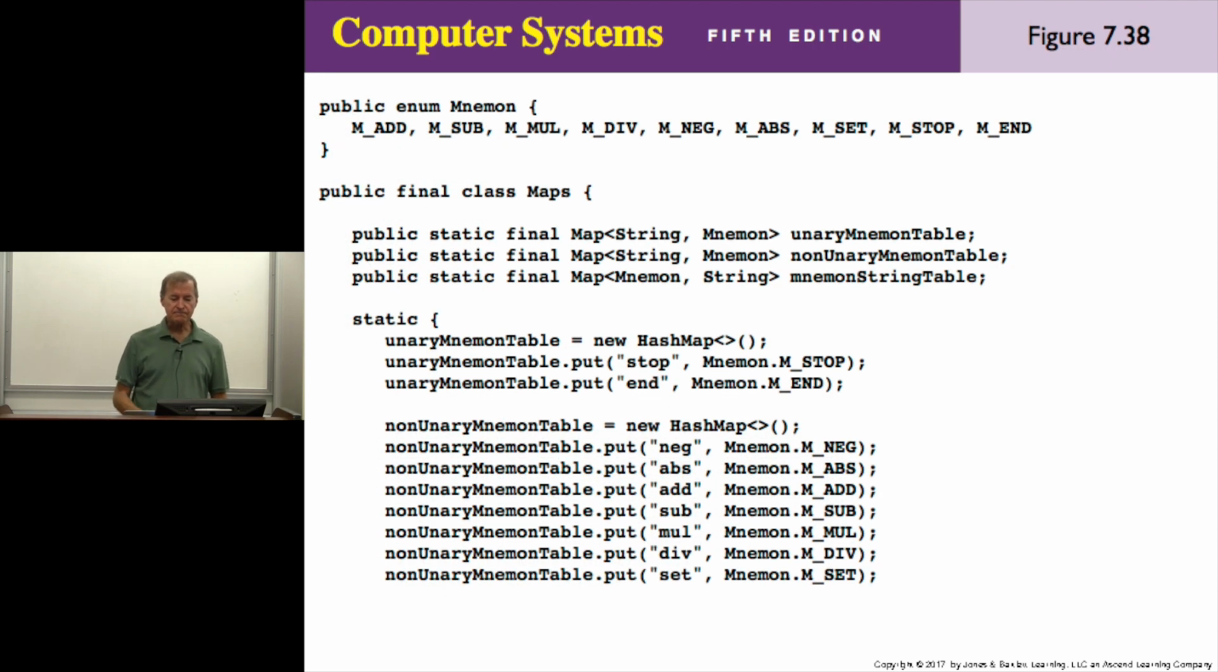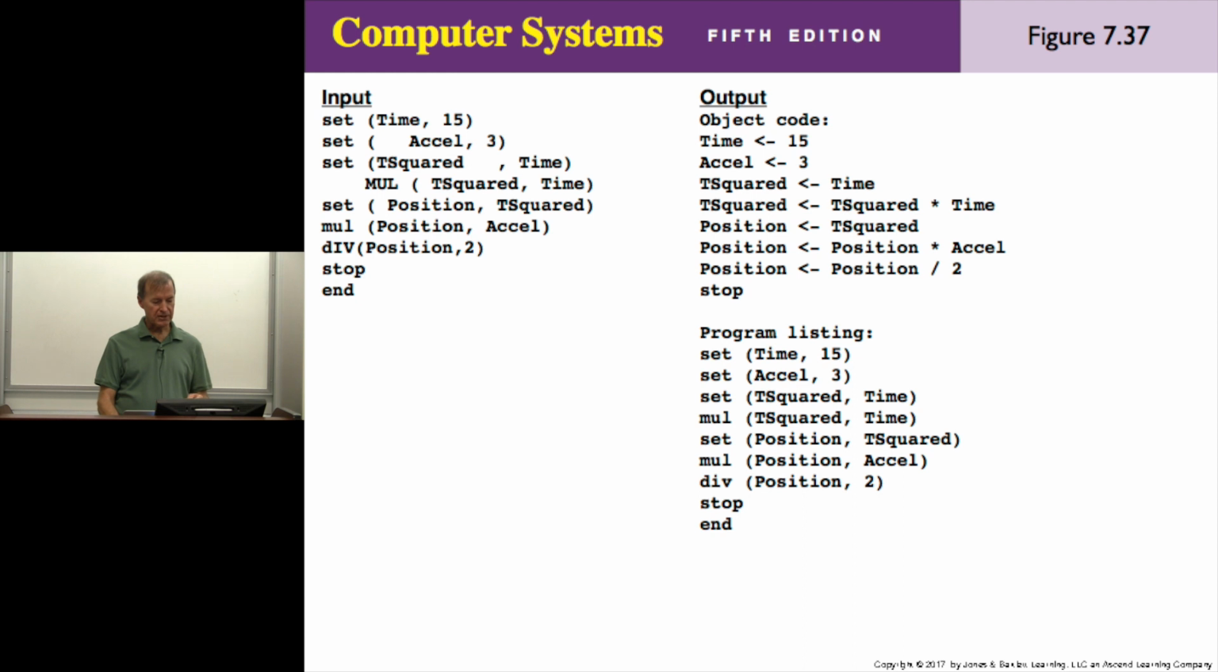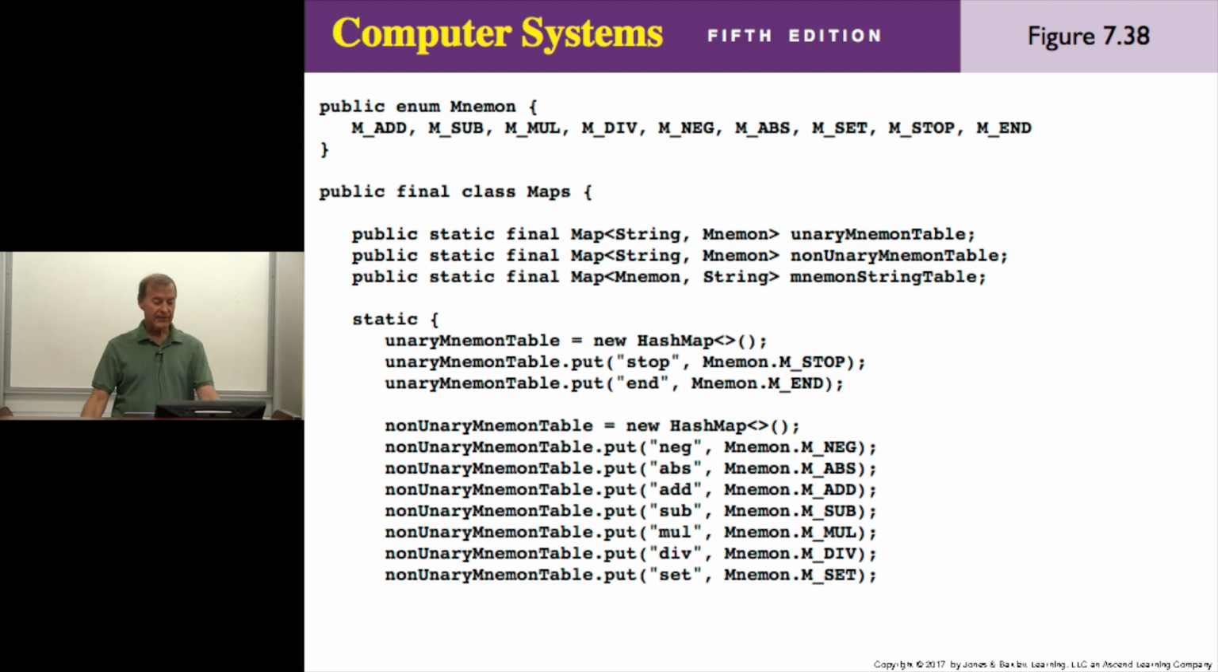All right. Now, starting in figure 7.38, what we have is a set of enumerated values that correspond to the mnemonics of this language. So, for example, this m_mul mnemonic corresponds to this mul instruction. Each one of these enumerated mnemonics corresponds to one of the mnemonics in the instruction set of the language. And in Java, that's going to be in a separate file, right?